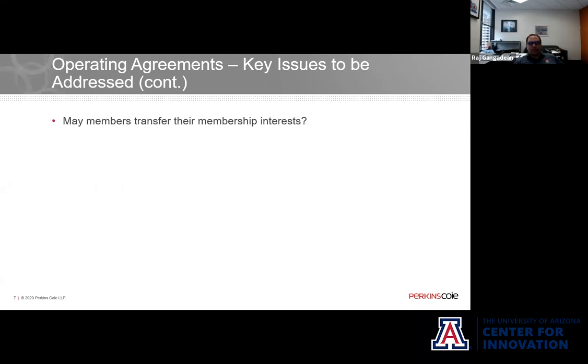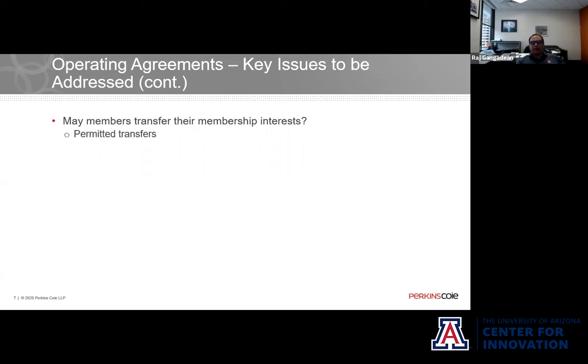Other issues that you need to think about. Are members allowed to transfer their membership interest? Think about this. If it's you and one other person who are the two members of the LLC, do you want the other person transferring his or her membership interest to somebody you don't even know? And now you're in bed in this company with somebody that you don't know. This person may disagree with you on a lot of things. So there's often restrictions on the ability of members to transfer their membership interest.